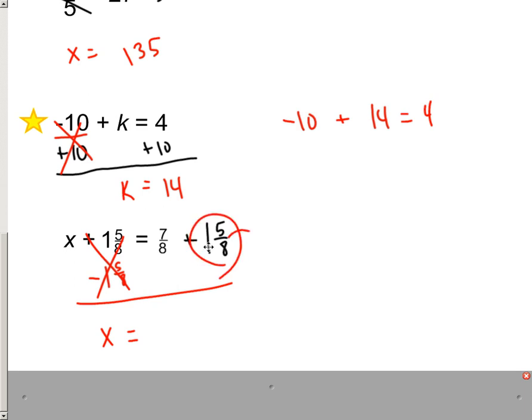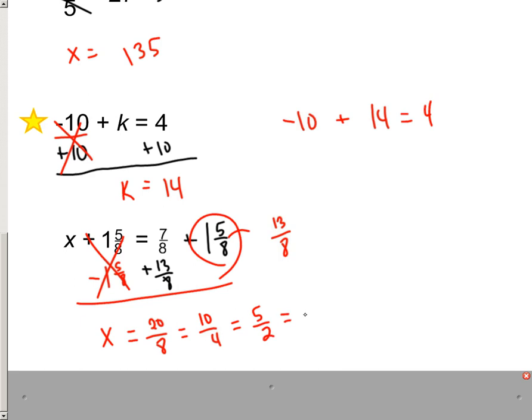8 times 1 is 8, and 8 plus 5 is 13. So this whole mixed number, 1 and 5/8, becomes 13/8, and that should be second nature. And so basically I'm going to add 13/8 to the 7/8. Okay. 7 plus 13 is 20. I can divide both of those by 2, so that becomes 10/4. I can divide both of them by 2 again to simplify it, and that becomes 5/2.